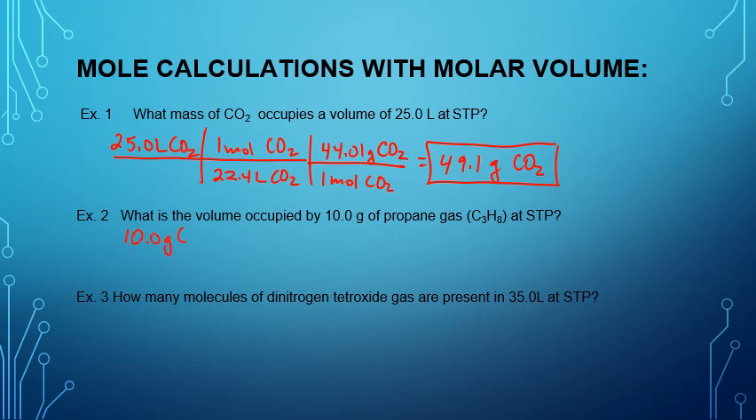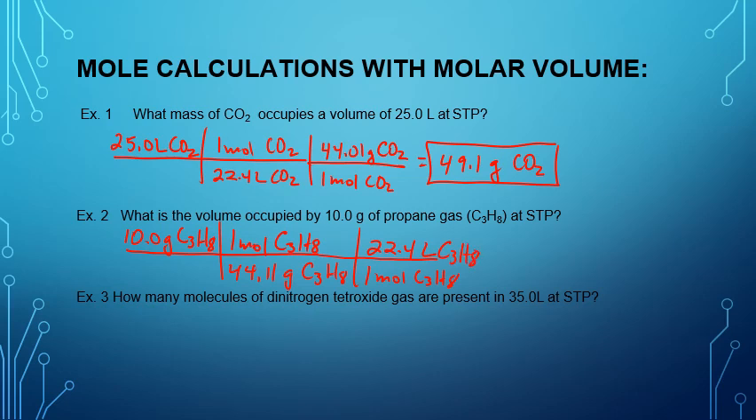So 10.0 grams C3H8. The molar mass for propane would be 44.11 grams. Again, 3 times 12.01 plus 8 times 1.01 to give us a grand total of 44.11. And that will get my grams to cancel. I need to get my moles to cancel. So 1 mole of the C3H8 will be 22.4 liters of propane. And now when I plug that in, we need 3 significant figures. So I'd have 5.08 liters of propane.